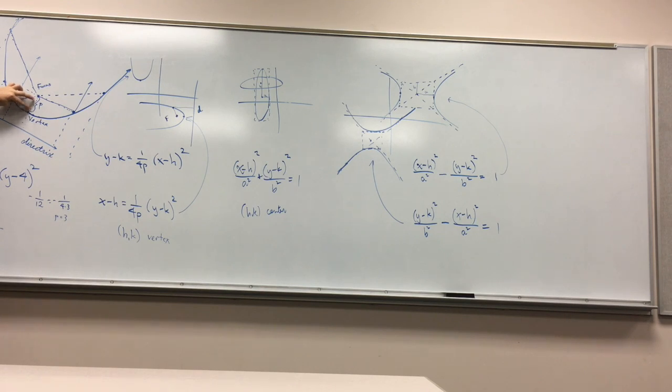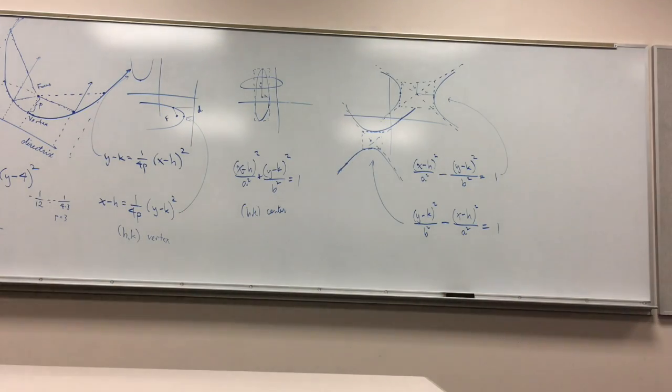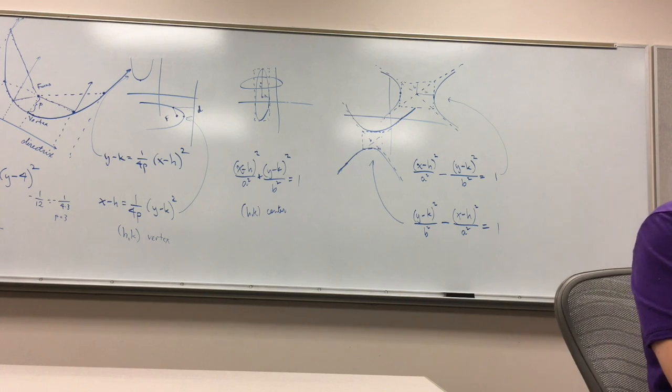Eccentricity is the ratio. Eccentricity, with an E. I always get it mixed up which number goes on top and which one goes on the bottom, so I'm looking it up right now.